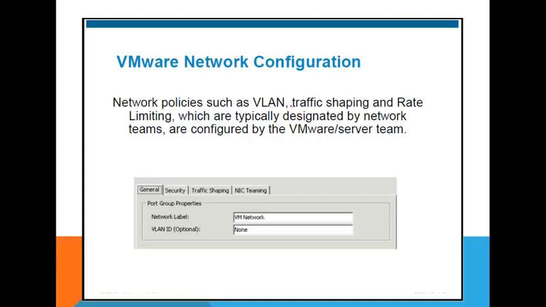Network policies such as VLAN, traffic shaping, and rate limiting are typically designed by a team or configured by the VMware server or VM server team. So this is taken care of by the VMware server administrator, and with the help of port grouping they assign VLANs, they do traffic shaping, they do rate limiting. Port groups help to do VLAN assigning, traffic shaping, which is quality of service, and rate limit. That is also a kind of quality of service.